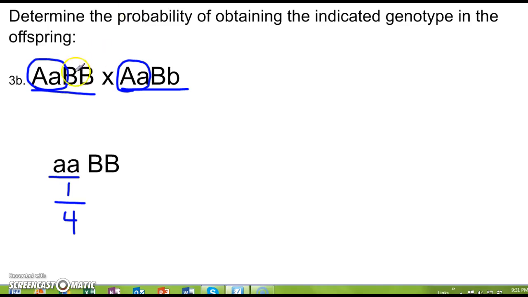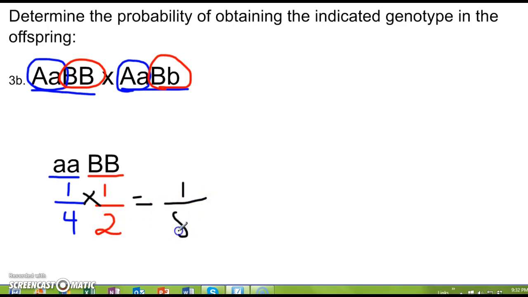Then if you do another Punnett square with the B's, and we're looking for this in the boxes, you'll find that there is a 1/2 probability. The very last step then is to multiply these together. So 1 times 1 is 1, 4 times 2 is 8. And so that answer is 1/8.